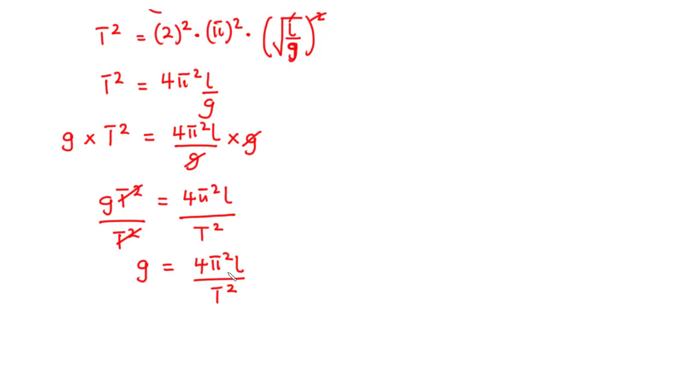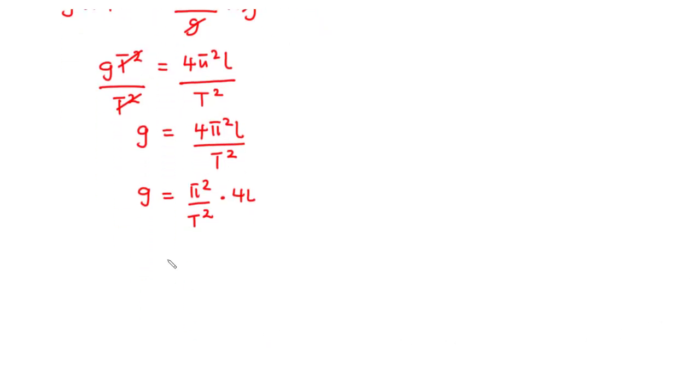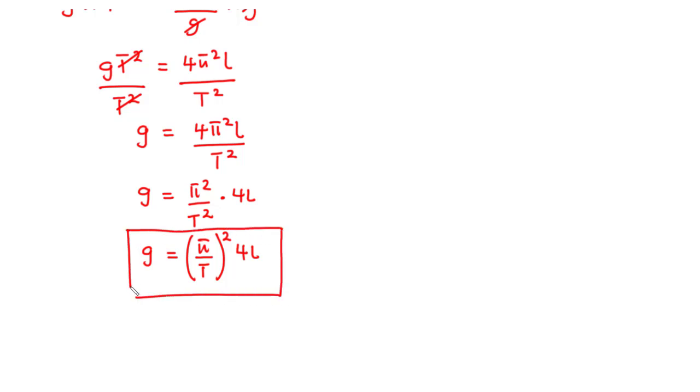Now we can simply rearrange this such that J equals pi square over t square times 4L, and thus we can also write this as J equals pi over t, all square, times 4L, because we have square and then square here. So therefore at the end we have J as the subject of the given relation.